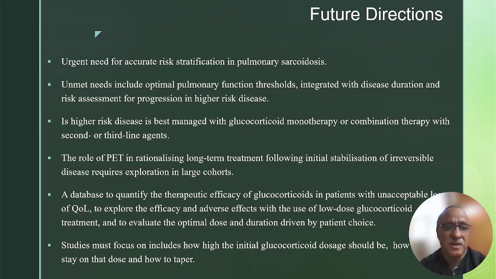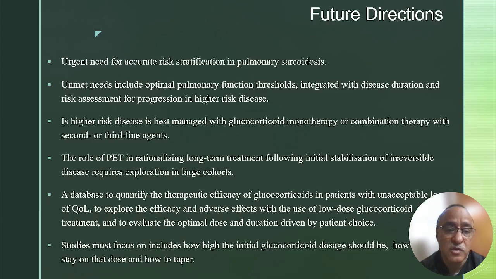There are a number of unmet needs in sarcoid, and we need to focus on them. These were the ones that have been given by the ERS BTS guidelines. There is a need for accurate risk stratification. We have to have optimal pulmonary function thresholds integrated with disease duration and risk assessment for progression in high-risk disease. We need to find out if high-risk disease is best managed with glucocorticoid monotherapy or combination therapy with second-line or third-line agents upfront. The role of PET in rationalizing long-term treatment following initial stabilization of irreversible disease requires exploration in larger cohorts.